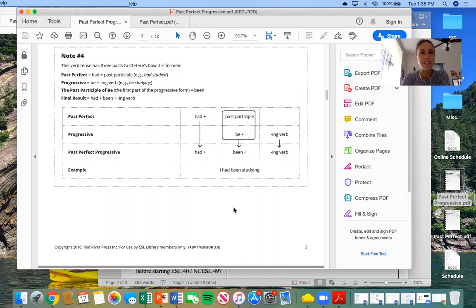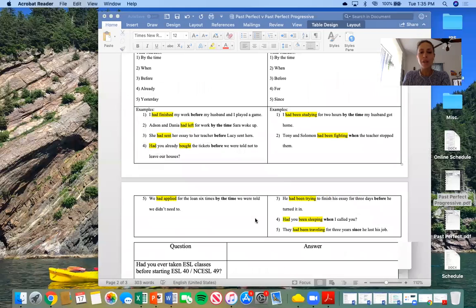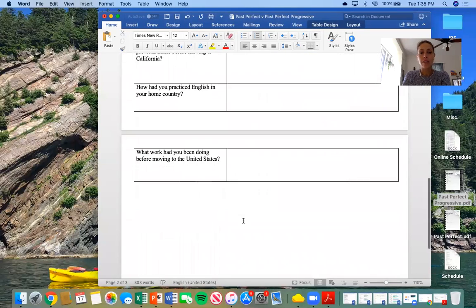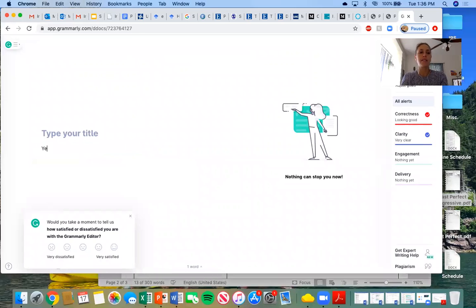I feel like I've been saying these words over and over. So what I would like you to do is look at the rest of this worksheet and answer these questions and use Grammarly to help you answer. So had you ever taken ESL classes before starting ESL 40? You could say, yes, I had been taking ESL classes for 4 years by the time I started ESL 40. And let's see, they said it looks correct. Awesome. Yay, it's very clear.